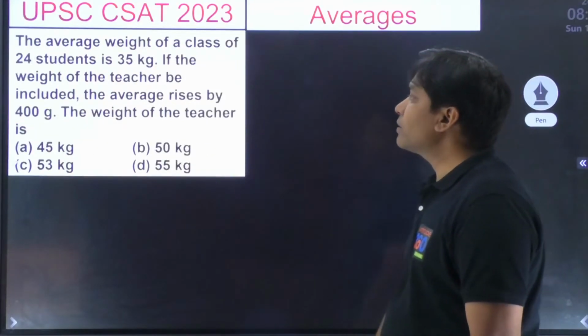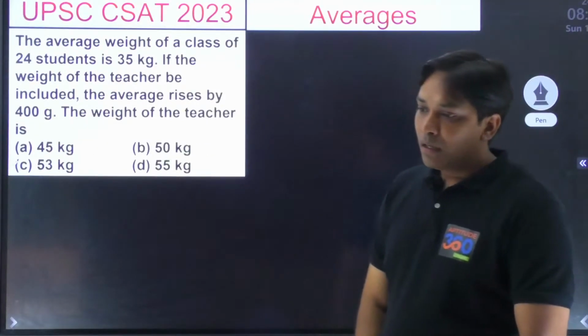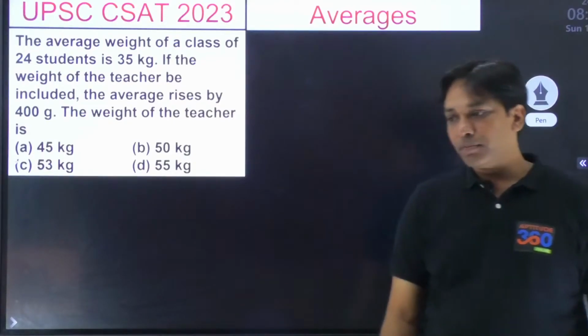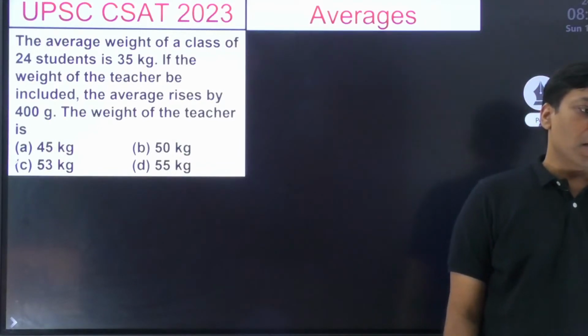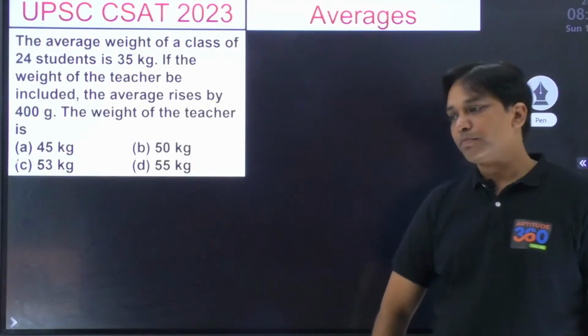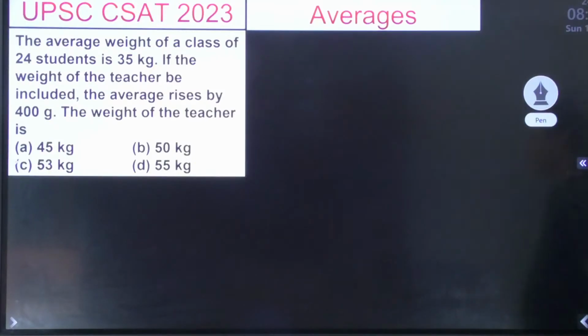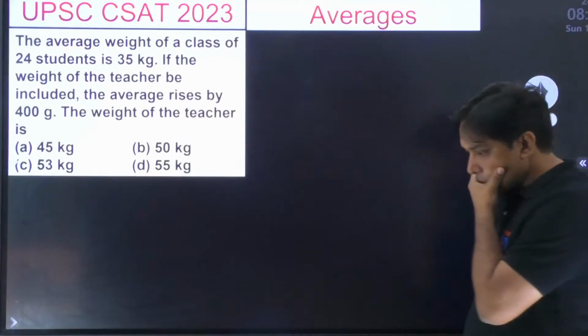Go ahead and solve this one. Go ahead and solve this problem. You can utilize the same method that we have discussed in solving this particular problem. What is the answer?